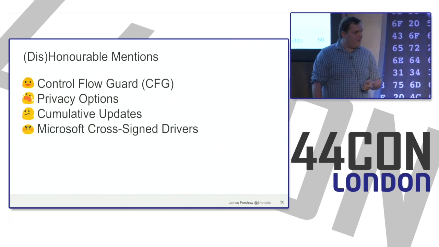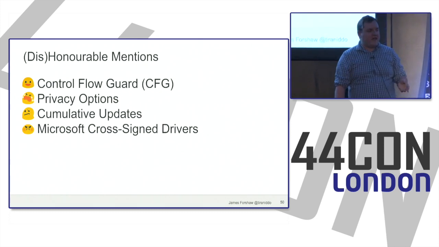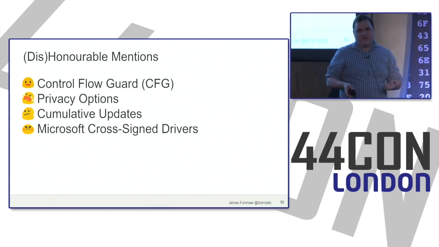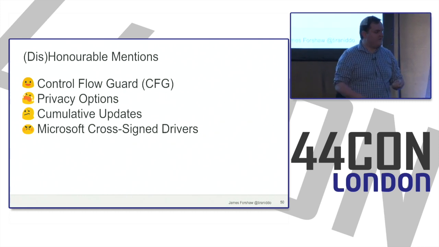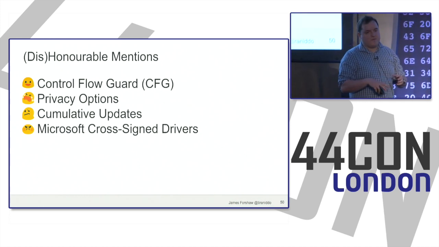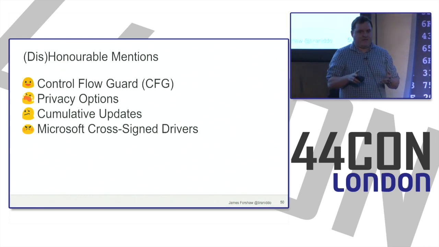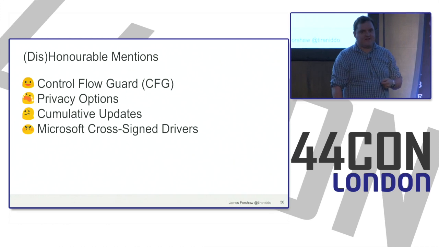So these are the last couple of slides. These are the bits of Windows 10 or the Windows ecosystem that I would have talked about, but didn't really have the time. So things like Control Flow Guard. Control Flow Guard's awesome when people aren't bypassing it, of course. Obviously it was in Windows 8.1, but Windows 10 is the first OS where a majority of people are probably going to see it. Privacy options, I don't think I even have to talk about that one, really.